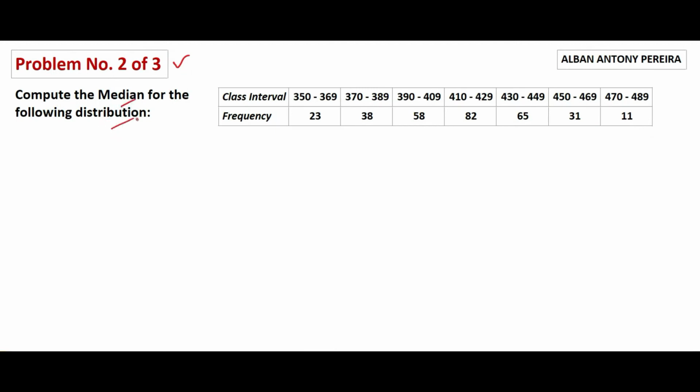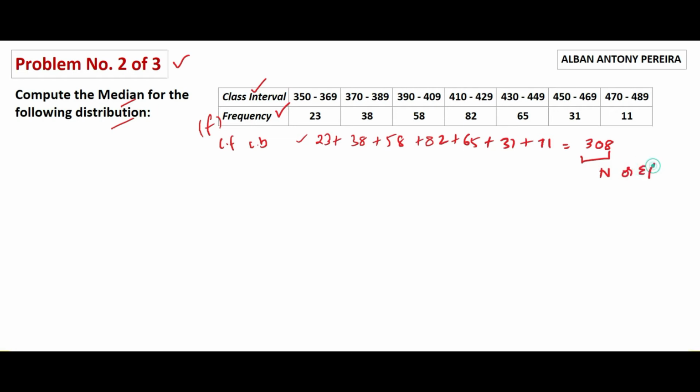Compute the median for the following distribution. We are given class interval details and frequency. Frequency is denoted as small f. We have to find out cumulative frequency and also the class boundary. First make a total of frequency: 23 plus 38 plus 58 plus 82 plus 65 plus 31 plus 11. The frequency total will be equal to 308. So 308 is nothing but n or sigma f.